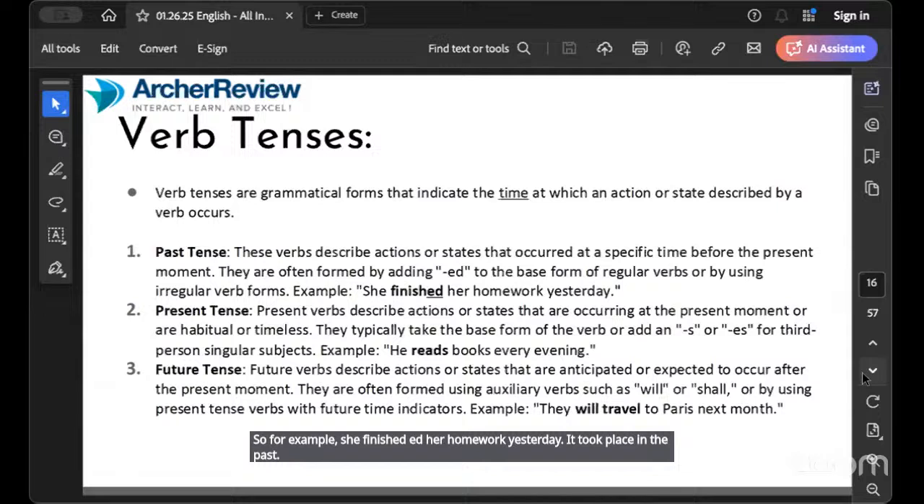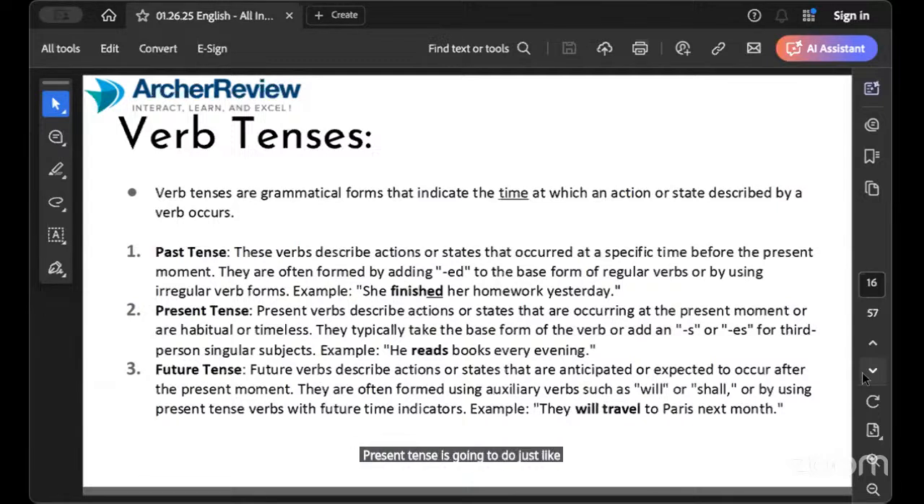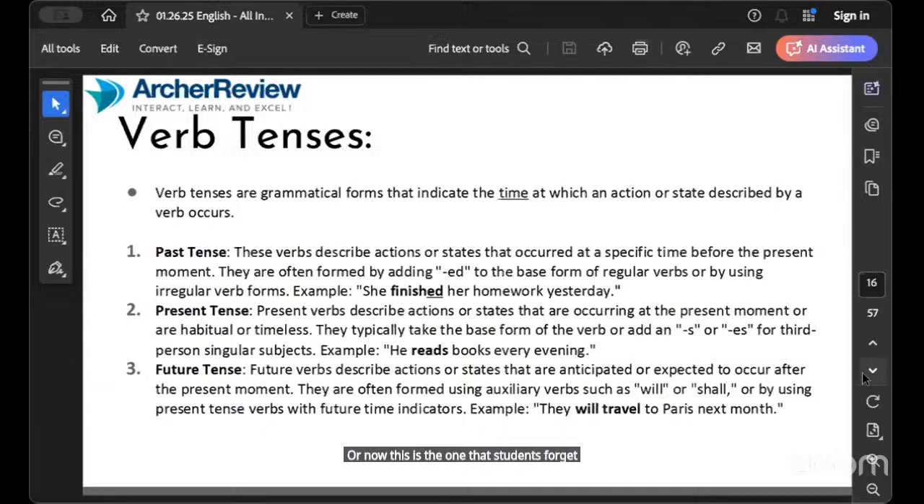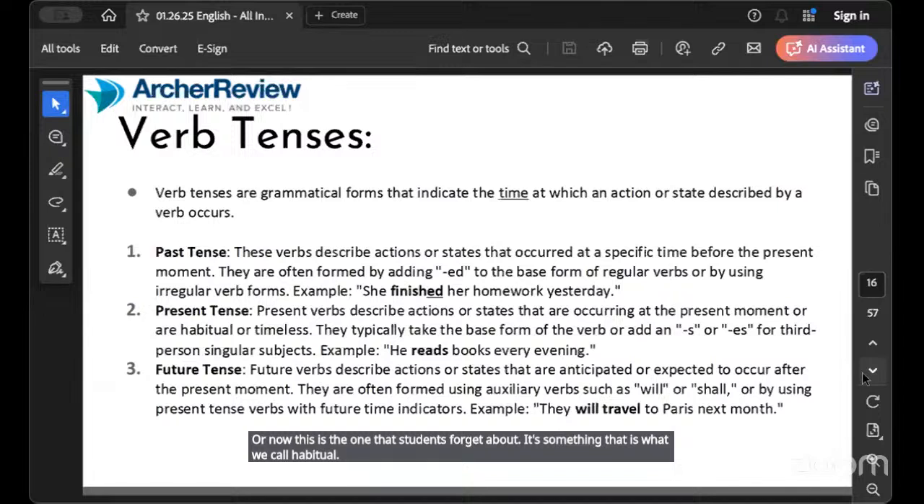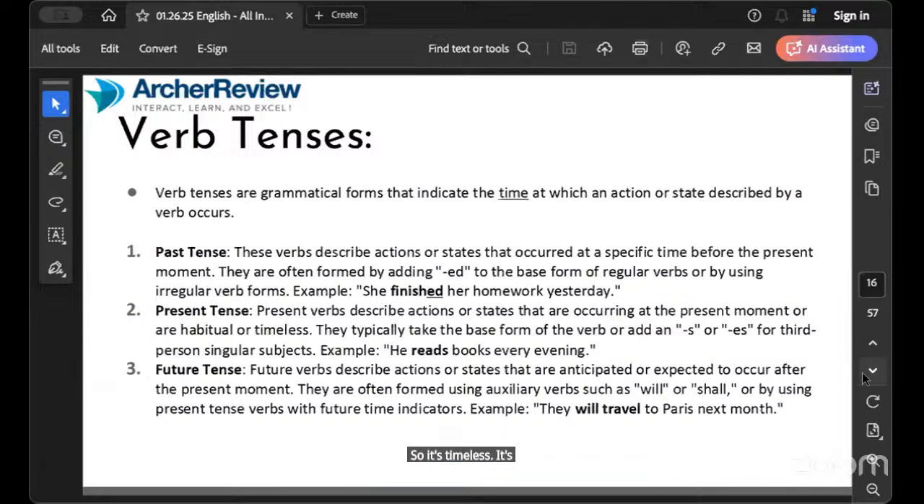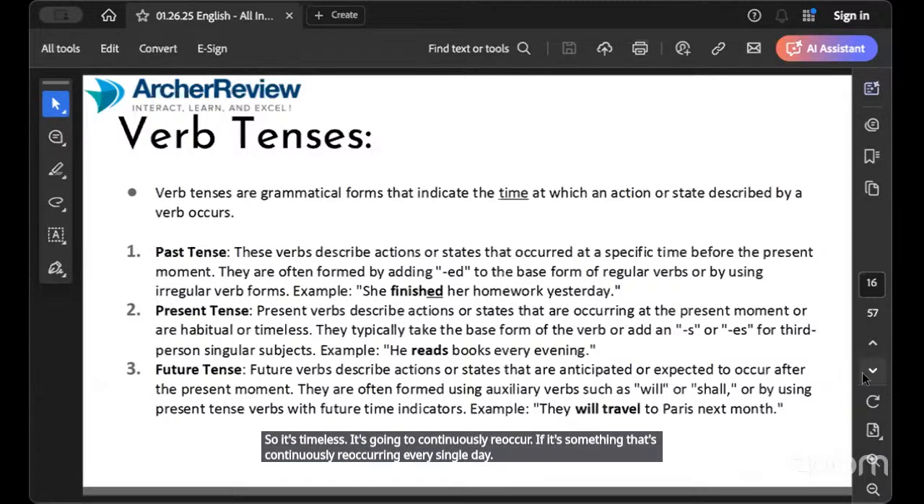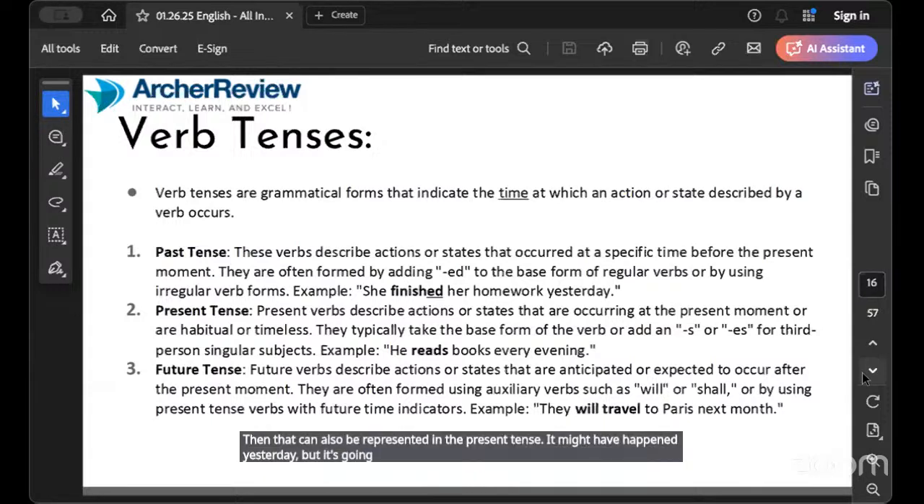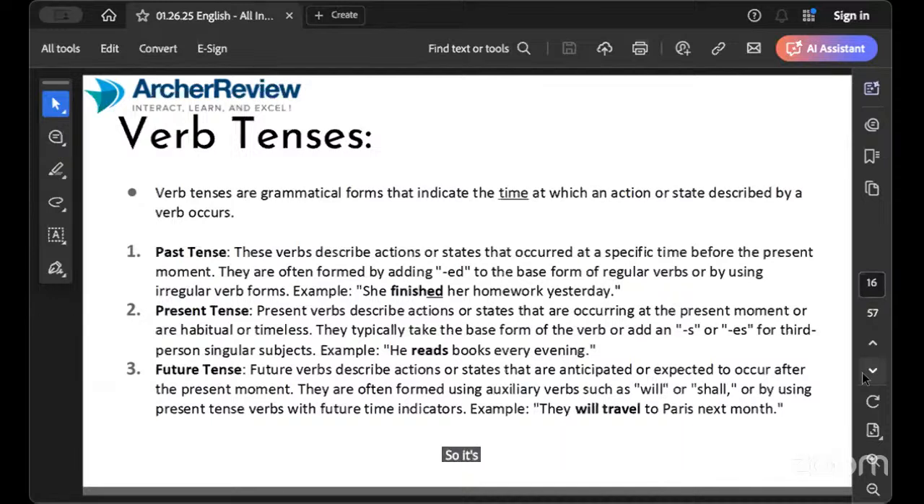Present tense does just like it says. It shows that something is taking place at the present moment in time. It is occurring right now, or, and this is the one students forget about, it's something we call habitual, so it's timeless. It continuously reoccurs. If it's something that reoccurs every single day, then it can also be represented in the present tense. It might have happened yesterday, but it's going to happen today and tomorrow. It's that continuation that makes it present tense.